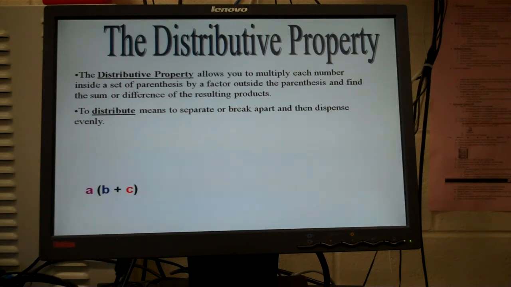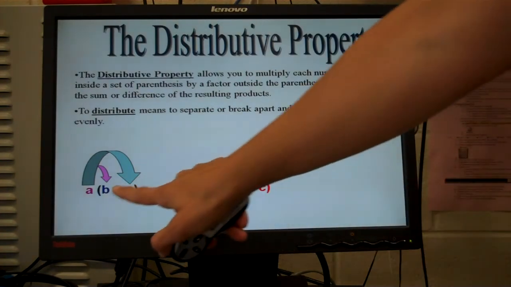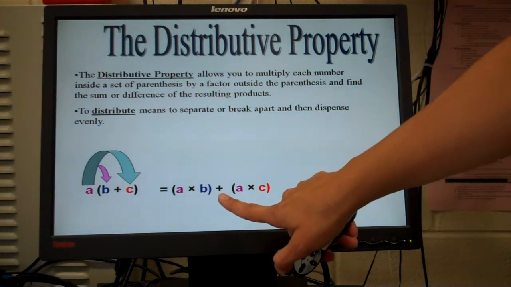Here you have the A on the outside. You're going to be passing the A out to the B. You're also going to be passing the A out to the C. And when you do that, this is what it looks like. You're doing the A times B, A times C, and you notice the plus here in the middle? That just gets carried over here.